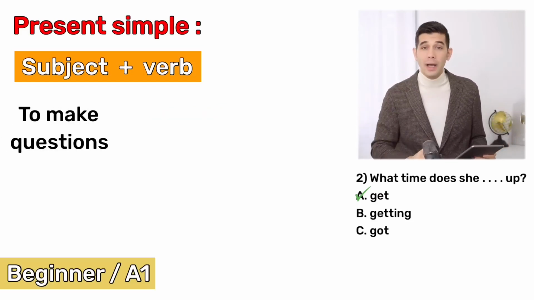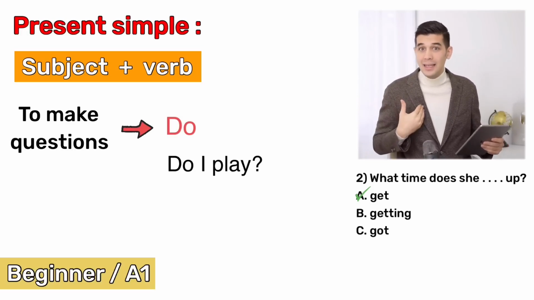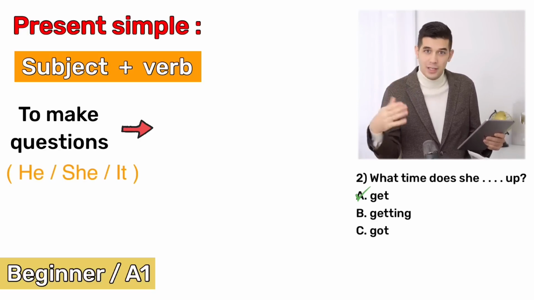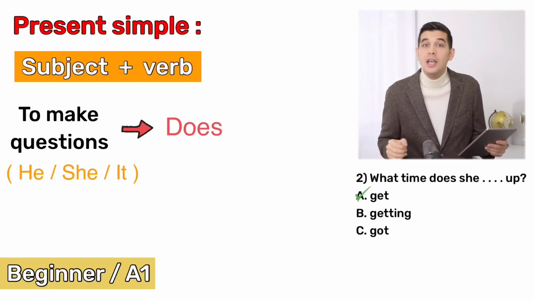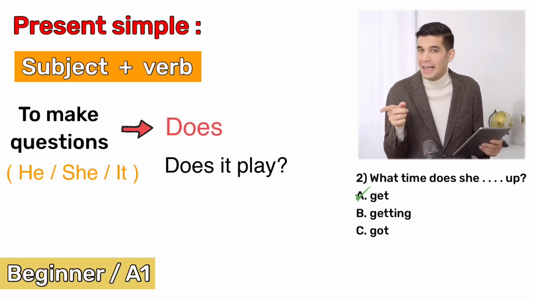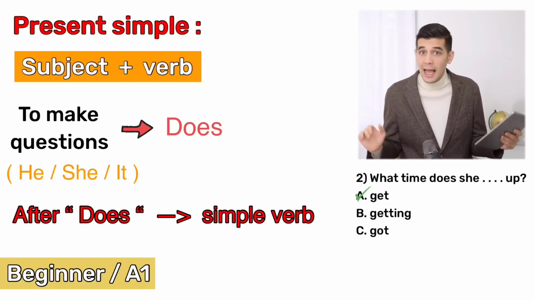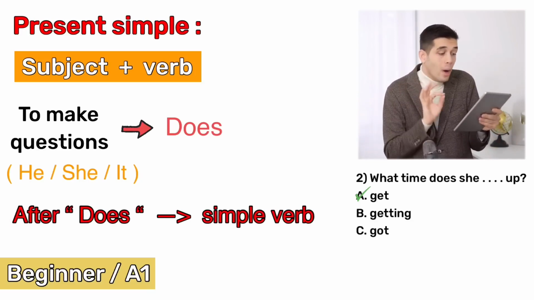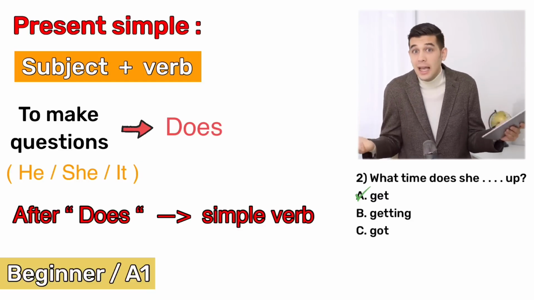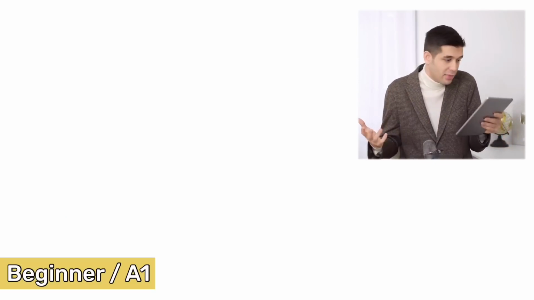If you want to make a question, you can do it with do. Do you play? Do I play? Do they play? Do we play? But for he, she, and it, we start the question with does. Does he play? Does she play? Does it play? And remember, when we have does, the verb is simple without S. Now look at the sentence. What time does she? We need a simple form of the verb get. That is get. What time does she get up? Now let's move on to question number 3.